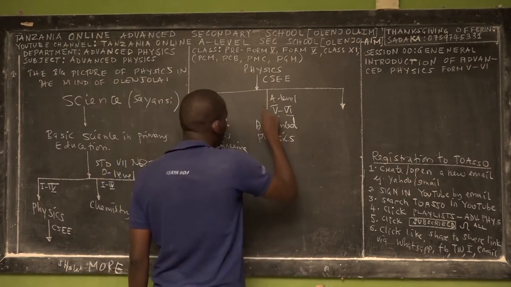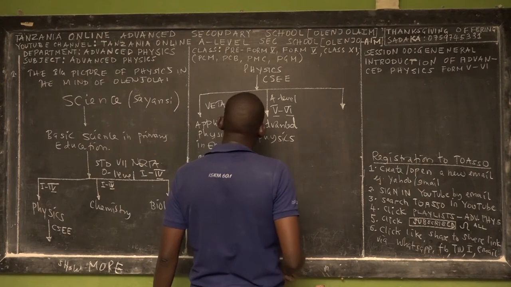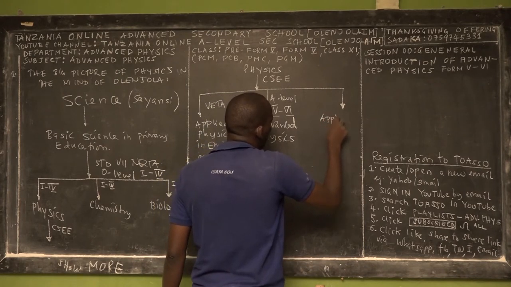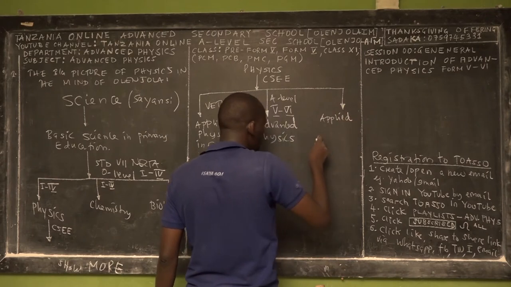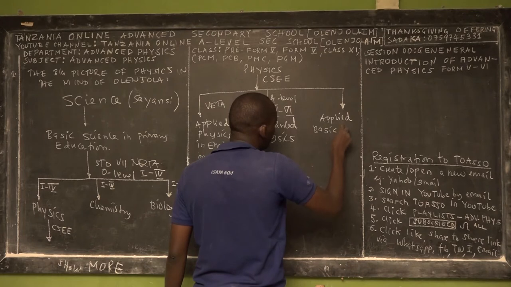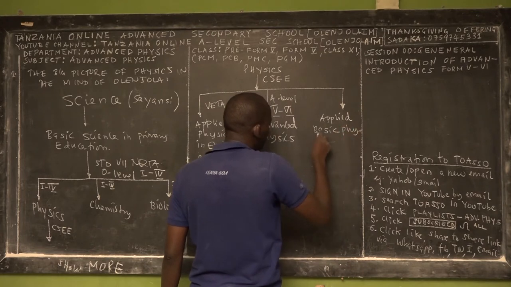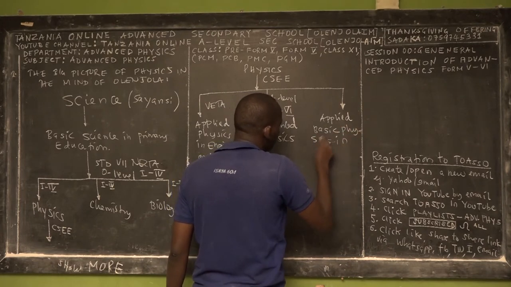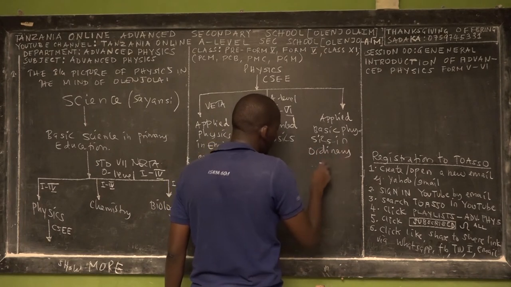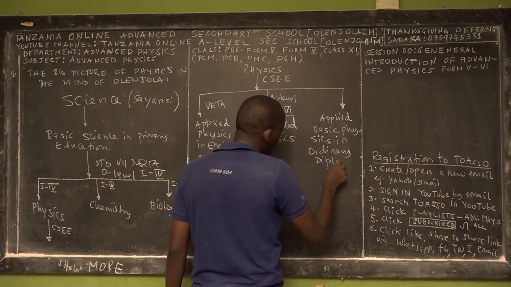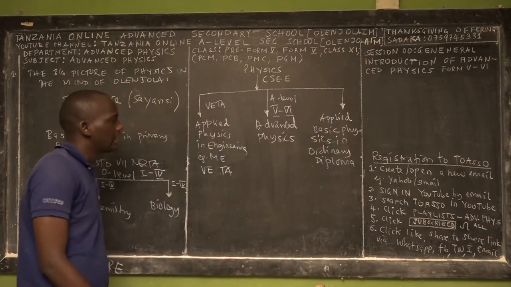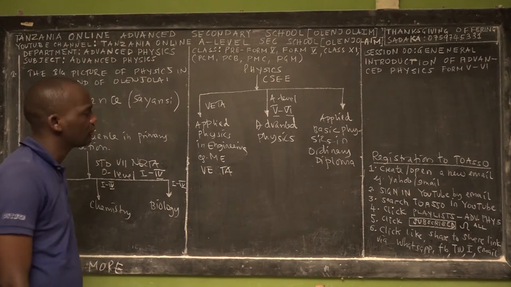Again, some of the students take applied basic physics in an ordinary diploma. So all the three routes can help you, depending on what you are seeking.